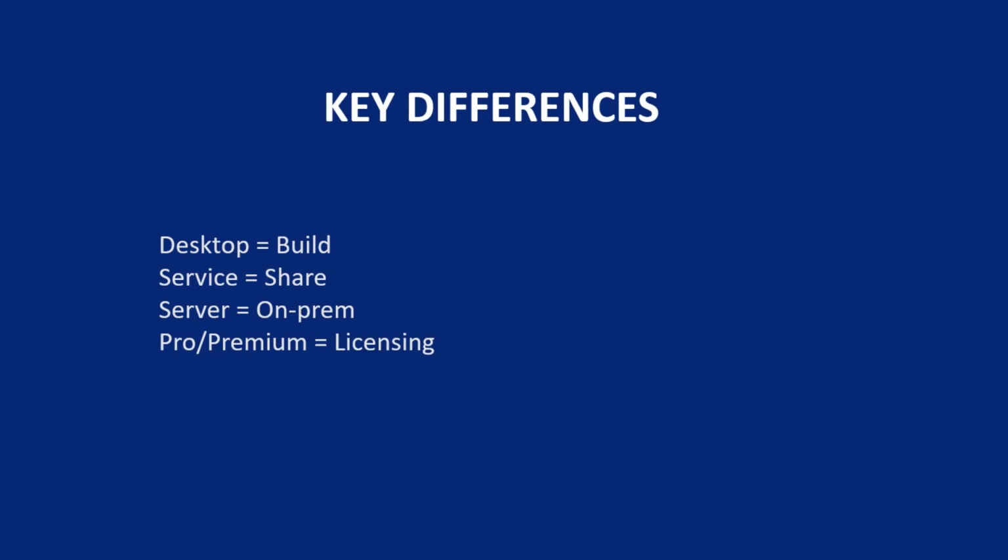Key differences. Let's simplify everything. Desktop is to build, Service is for sharing, Server is on-premise control, Pro is a license for sharing, and Premium is enterprise scaling. This is the easiest way to remember. If you understand this mapping, you never get confused again.